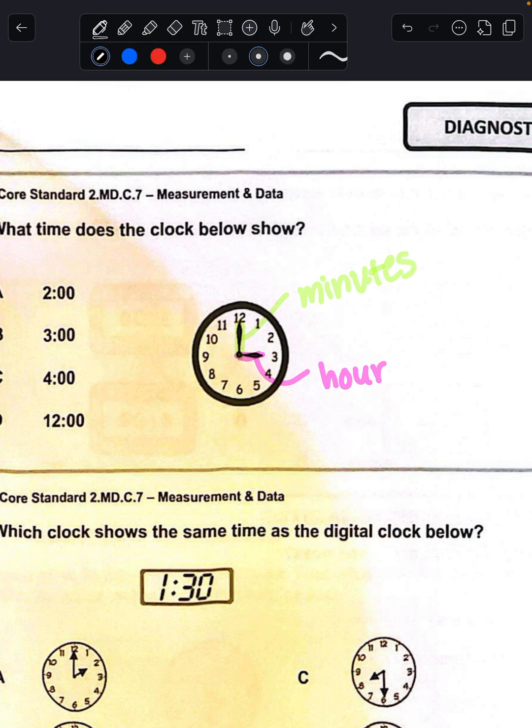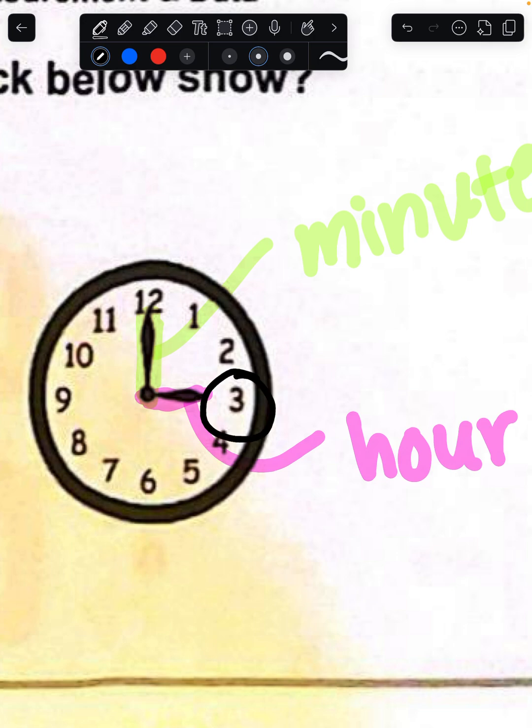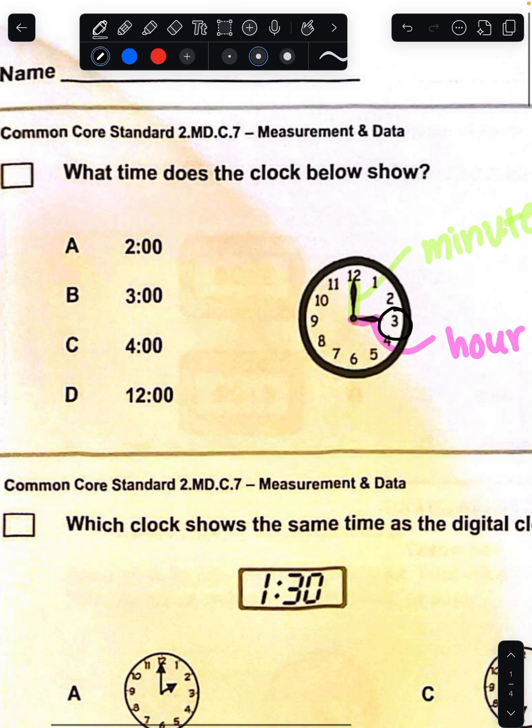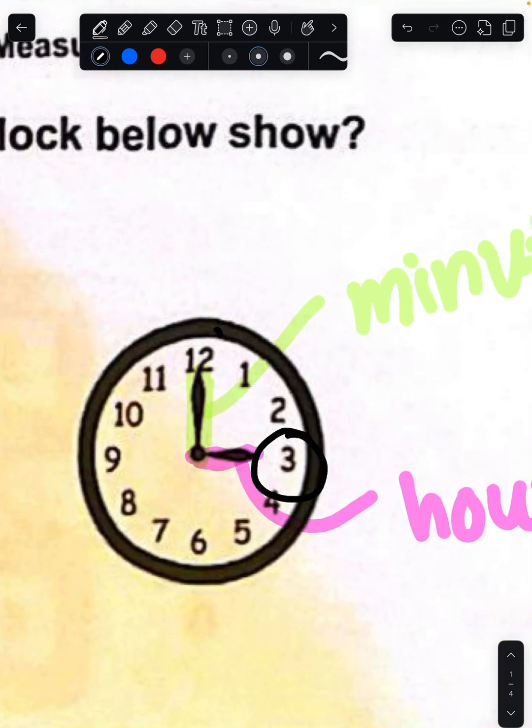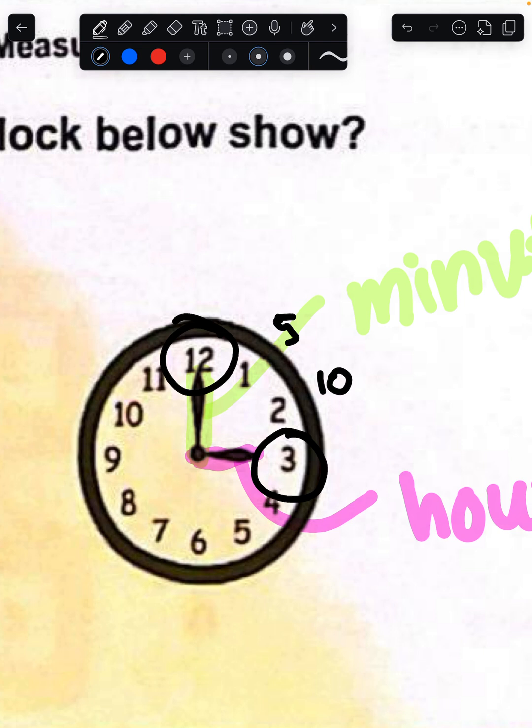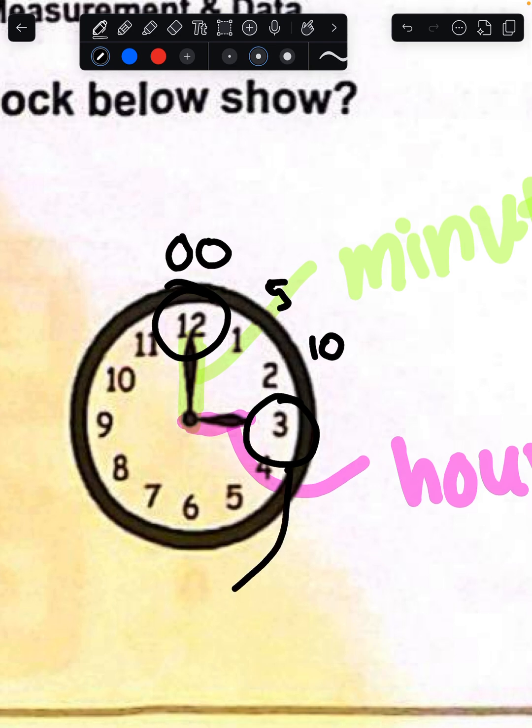So the hour, you just go by what the number is here, so it's 3. And as for minutes, you count by 5, so it's like 5, 10, 15, 20. But when you get to 12, it's actually 0, 0. So if we have 3 here, and then the minutes are 0, 0, so it's 3 o'clock.